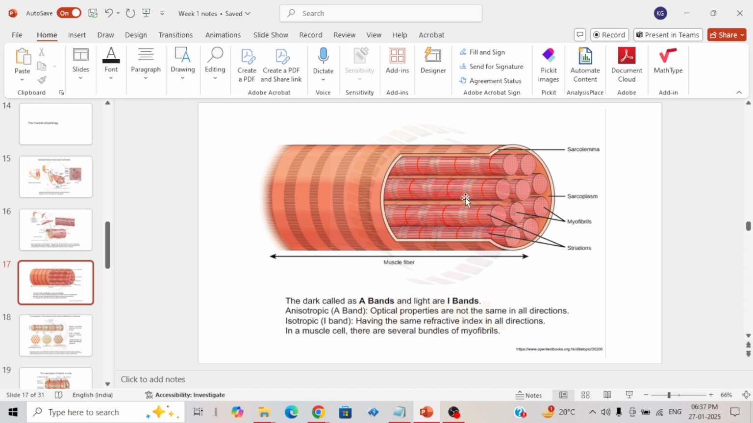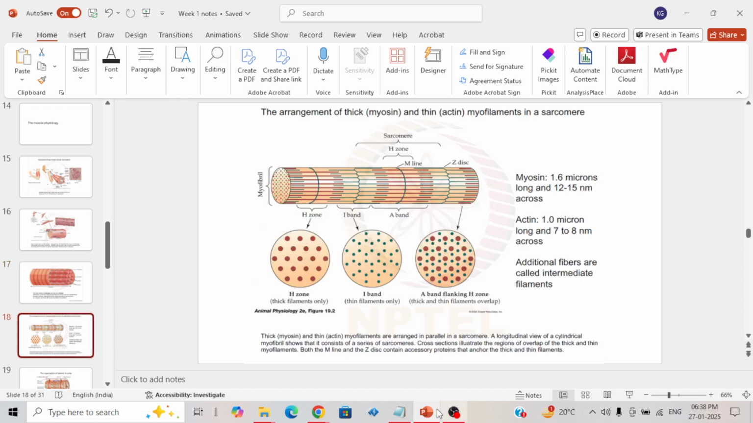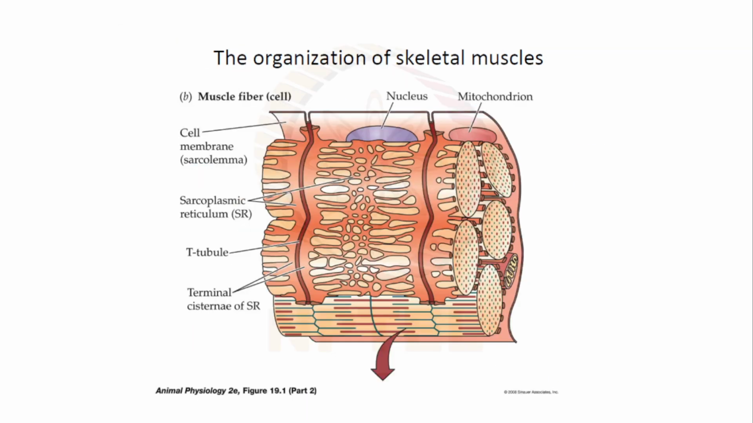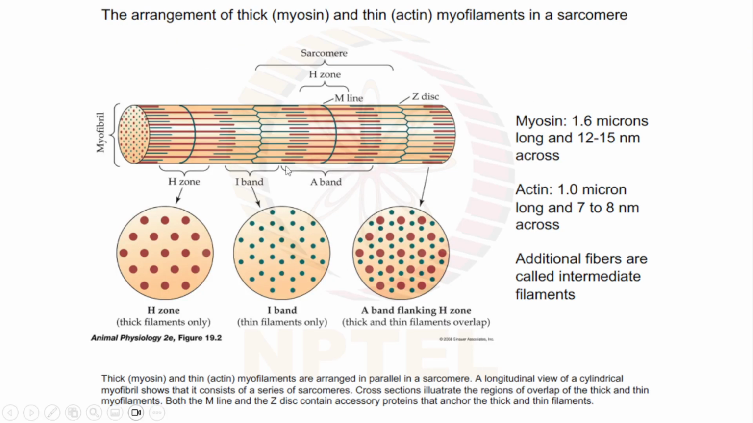These different striations are actually light and dark bands. Dark bands are called the A band, and the light bands are called the I band. If you can see the structure, these are the dark bands. The myosin containing area is the dark bands.